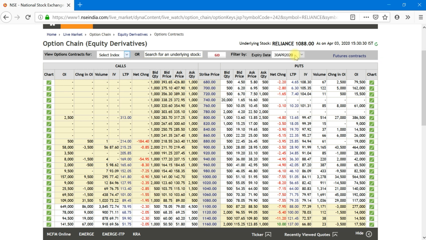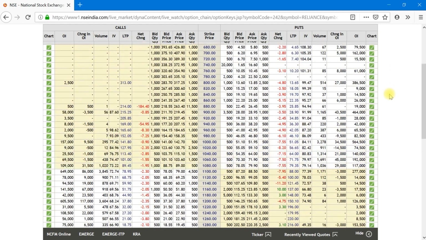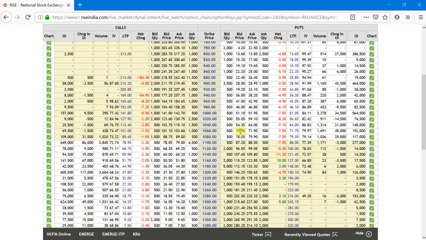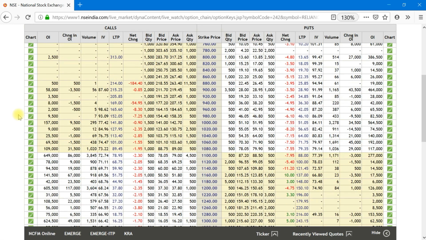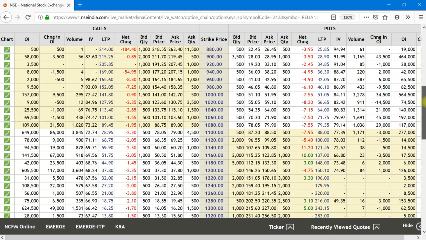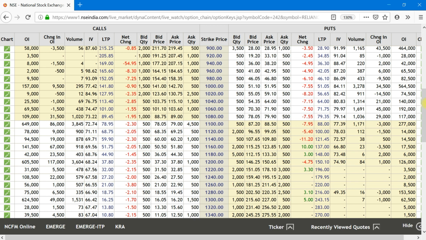We can check other expiries too here by clicking on this drop down menu and selecting it. Okay, see here, the current market price is 1088. Please keep this in mind. The left side are call options. So, as the current market price is 1088, the 1080 and 1100 contracts are at the money. Those contracts whose strike price is less than 1080 are in the money.